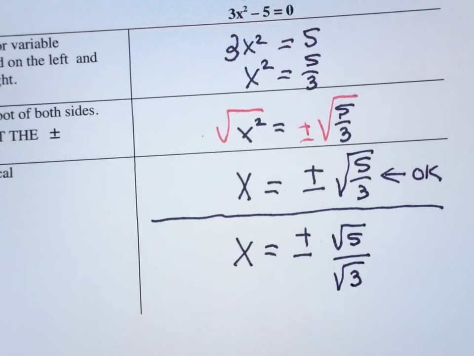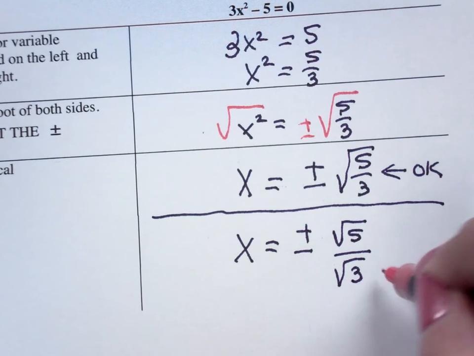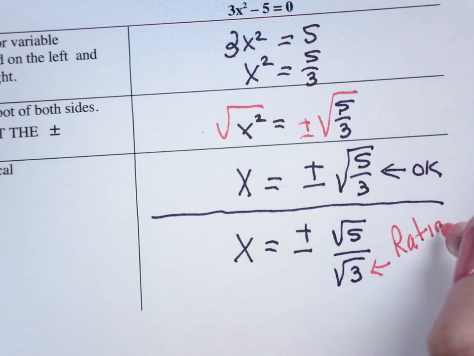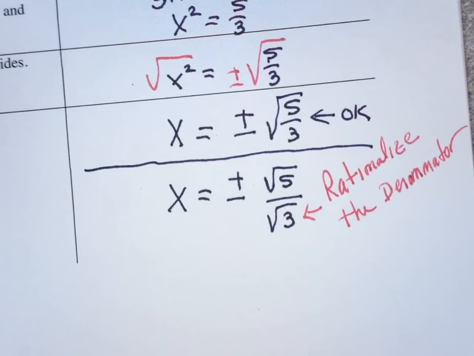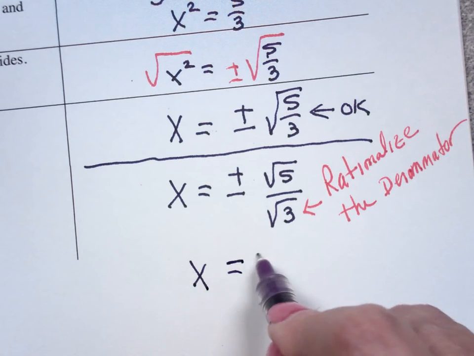Now, what do you see as a problem? The square root in the denominator. The square root in the denominator. They're going to make you rationalize the denominator. Crapola. Why? Because they like to torture you.